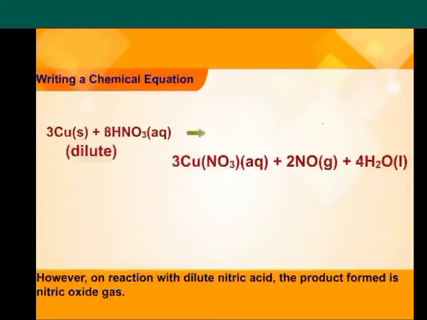3Cu(s) plus 8HNO3 (dilute)(aq) goes to 3Cu(NO3)2(aq) plus 2NO(g) plus 4H2O(l).